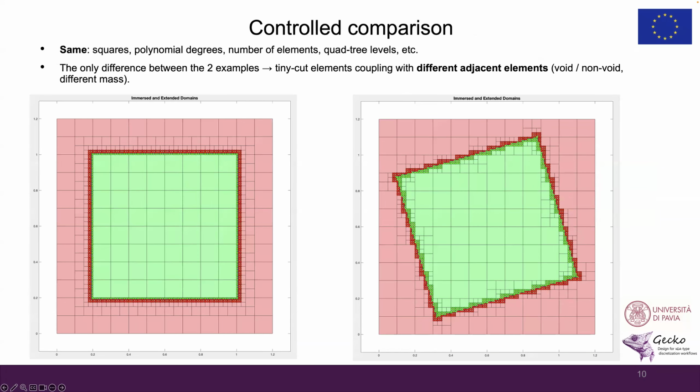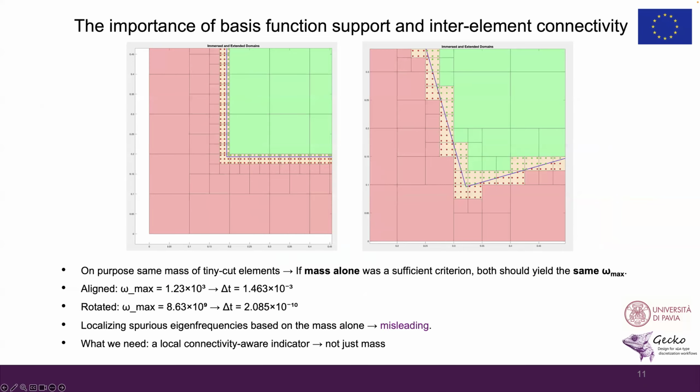So to isolate exactly what changes, we construct a control comparison. The two configurations have the same geometry, polynomial degree, number of elements, quad-tree levels, and by construction, the same very small cut element mass in the corners of the physical domain. The only difference is the local environment of the small cut elements, meaning their neighboring elements, which are more full or mostly void. While both configurations have the same small mass by construction in the small elements of interest, the maximum eigenfrequency differs by 6 orders of magnitude.